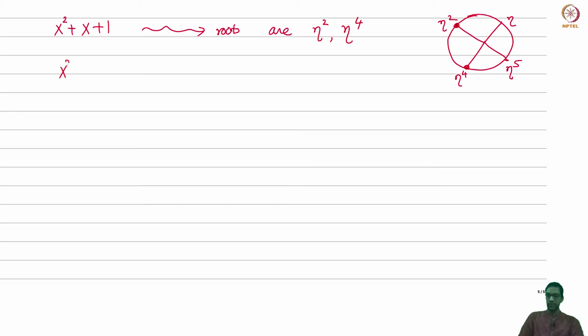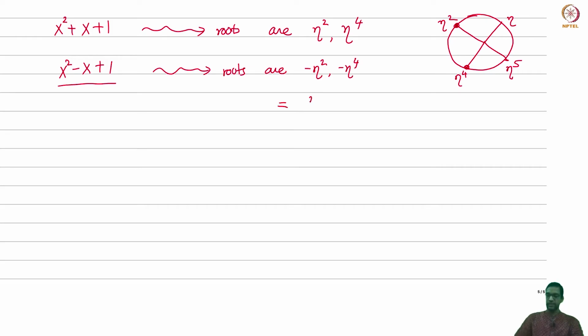And x square minus x plus 1 equal to 0. Well, its roots are just the negatives of these guys, because observe the bottom polynomial is just obtained from the one on the top by replacing x by minus x. So the roots of this are the negatives.